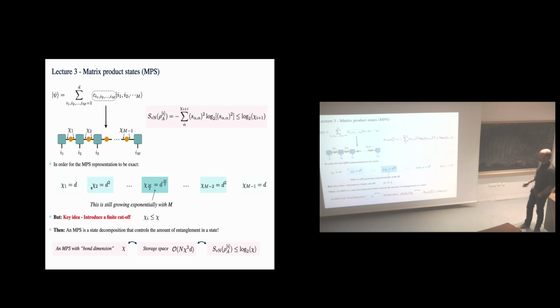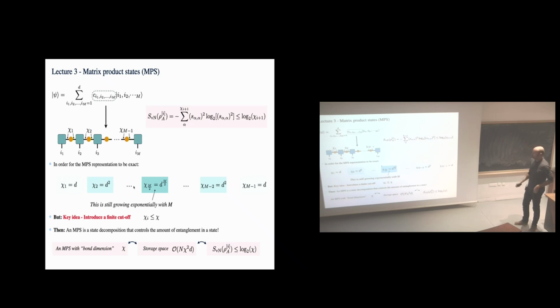But then for the next one I'm going to need d squared, and then d cubed. The largest bond dimension I'm going to need is in the middle of the system. There, if I do everything exactly, my bond dimension has to be d to the power of m half. And of course, this still grows exponentially with the system size. So if I didn't do this truncation, I wouldn't gain anything. I would just, in a complicated way, rewrite my original state vector.